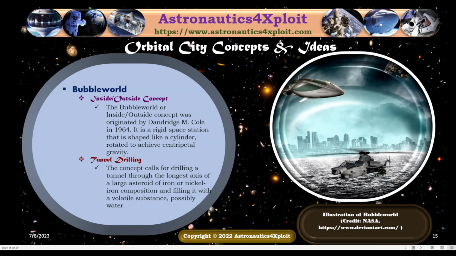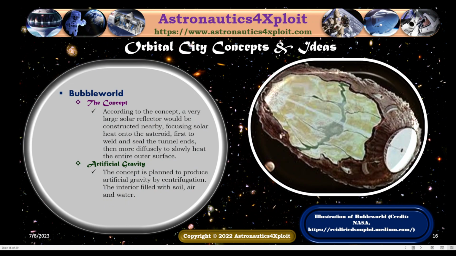Bubbleworld is another orbital city concept. The Bubbleworld, or inside-outside concept, was originated by Cole in 1964. It is a rigid space station that is shaped like a cylinder, rotated to achieve centripetal gravity. The concept calls for drilling a tunnel through the longest axis of a large asteroid of iron or nickel-iron composition. Illustration of Bubbleworld is shown in this picture.